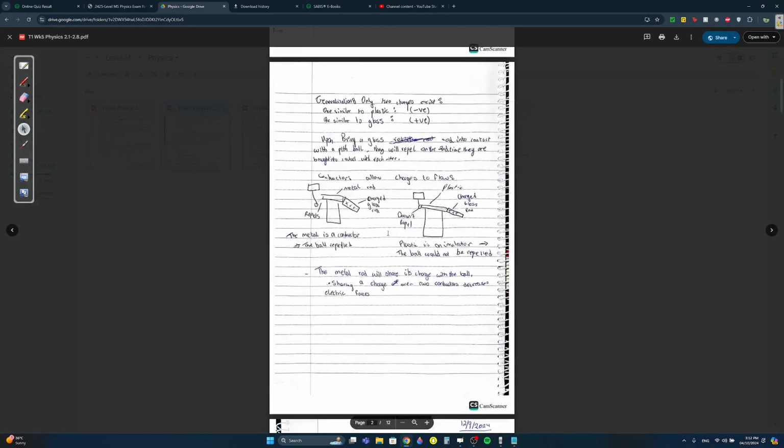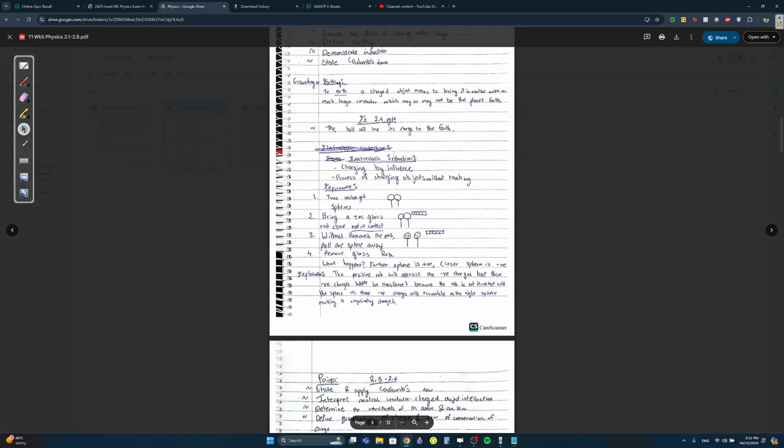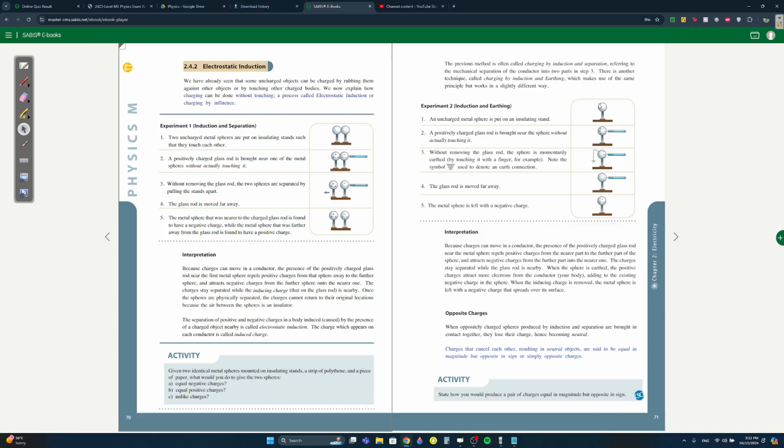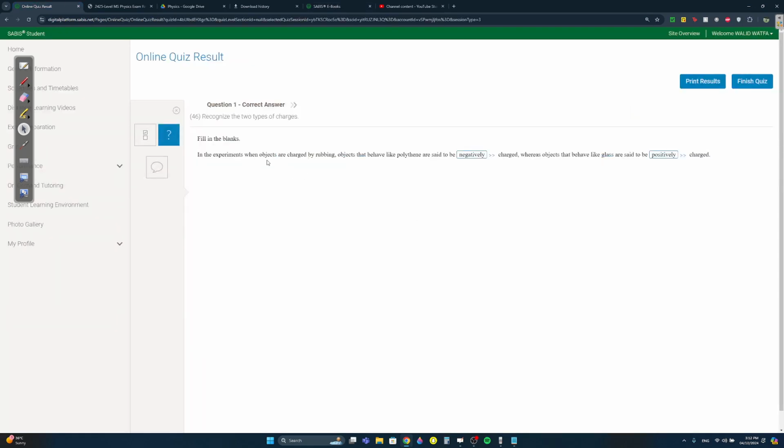The only thing I didn't put in my notes was this experiment over here. I put electrostatic induction, but I think in class we just skipped this one. So that's why it's not in my notes. I'll explain it in a sec once we get to the question about it. In experiments, objects that behave like polythene, plastic, are always negative, or objects that behave like glass are always positive.